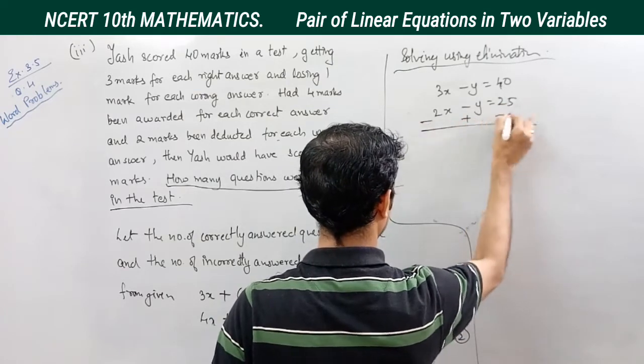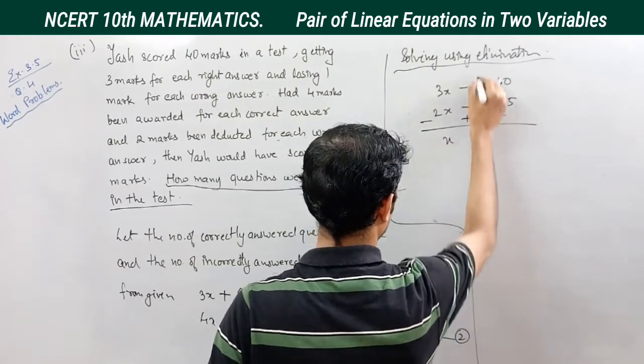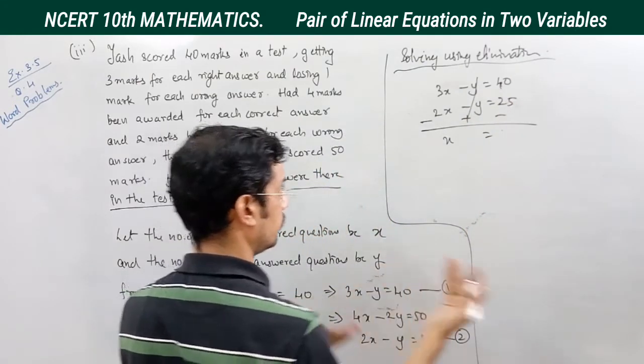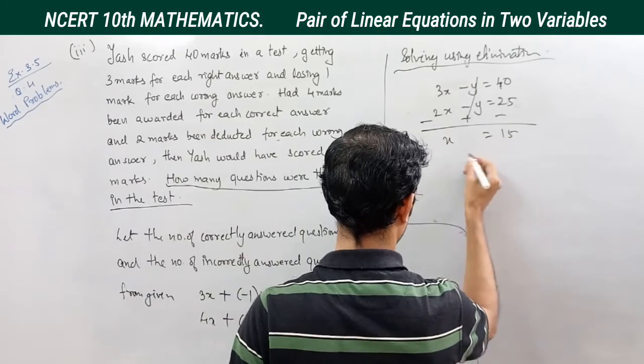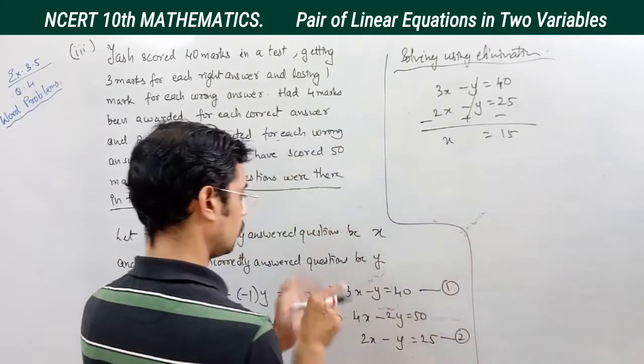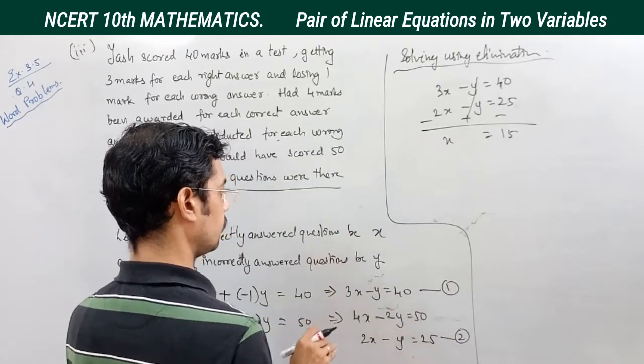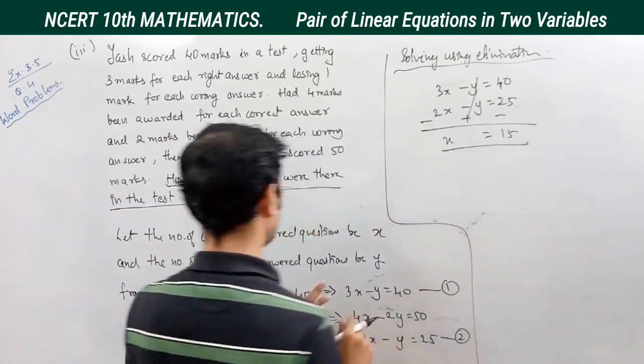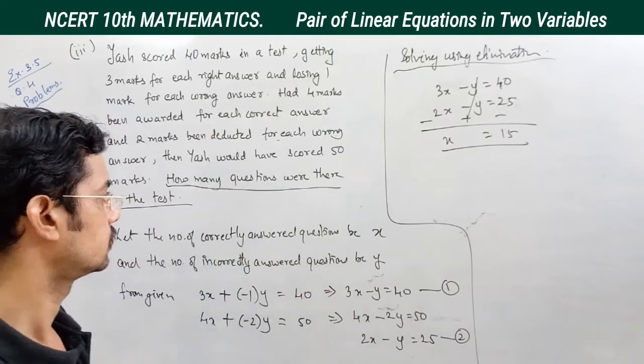So subtracting, x will go, and 25 minus 40 is 5 and then 10, so it is 15. So x is equal to 15. Okay, now we will substitute this into any one of the equations. So x equal to 15. So the number of correctly answered questions is 15.